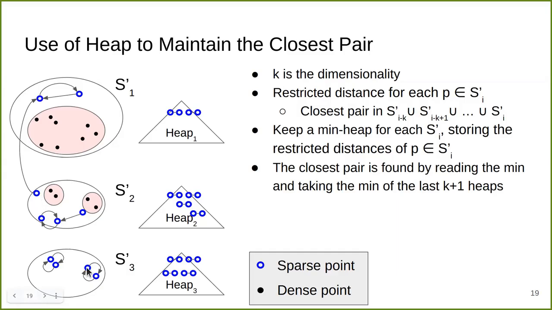For each of the sparse pairs, we keep those sparse pairs in a main heap keyed by the restricted distance. And for the closest pair, we can simply read the top of the last k heaps and take the minimum among the k values, where k is the dimensionality, which is a constant. And from that, we obtain a closest pair.